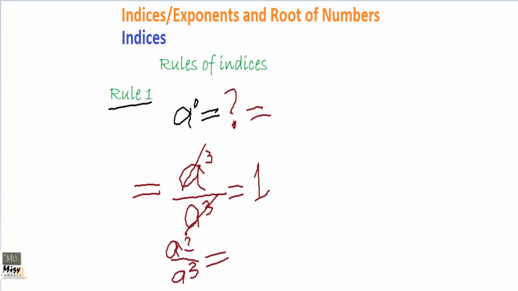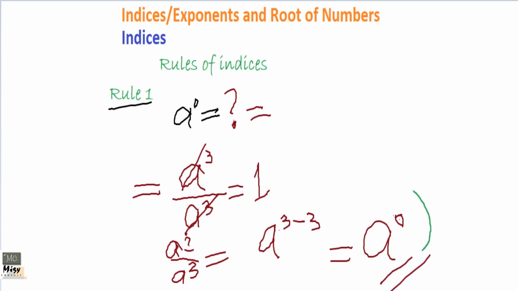Okay, sorry. By the division rule, it is a raised to the power 3 minus 3, which is a raised to the power 0. So a raised to the power 0 is the same as 1. When we cancel, we get 1 as the answer, right? So we have rule number 2, which was division: the top divided by the bottom is just subtracting the indices. The powers are 3 and 3, so 3 minus 3 is 0.